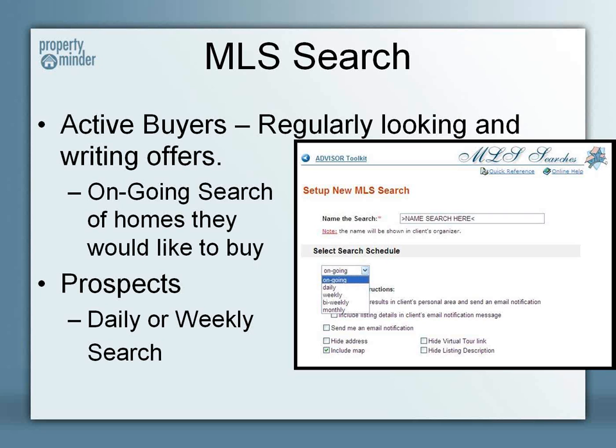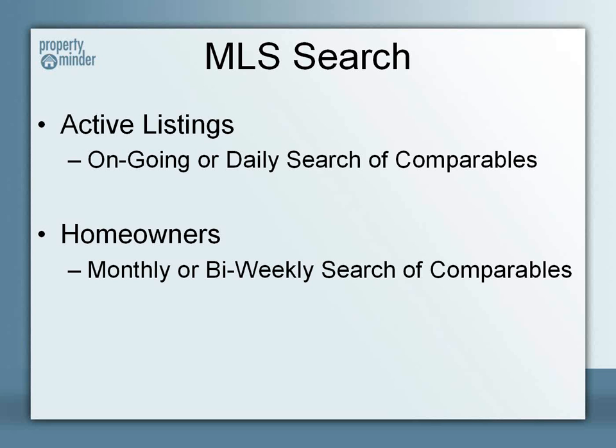All right? Your active listings, people that are currently on the market, absolutely positively set them up on a search of properties that are comparable to the house that they are selling. Set those people up, active listings, on a daily or an ongoing search, because you want to show them that you're working for them 24 hours a day, 7 days a week. This way, when a property that matches their criteria, the house that they're selling, comes on the market, they're the first to know about it.